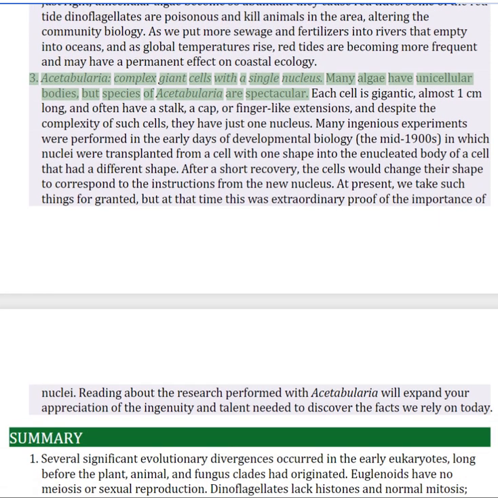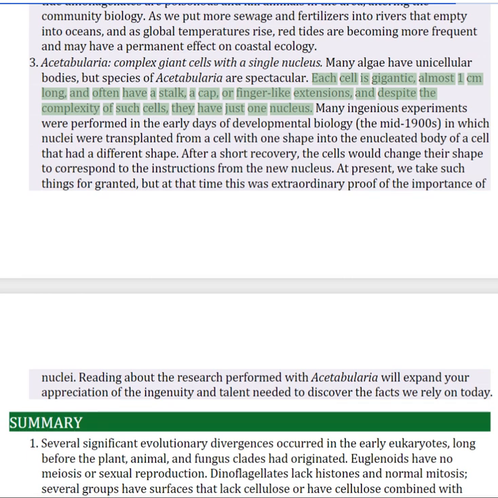3. Acetabularia. Complex giant cells with a single nucleus. Many algae have unicellular bodies, but species of Acetabularia are spectacular. Each cell is gigantic, almost 1 centimeter long, and often has a stalk, a cap, or finger-like extensions, and despite the complexity of such cells, they have just one nucleus.